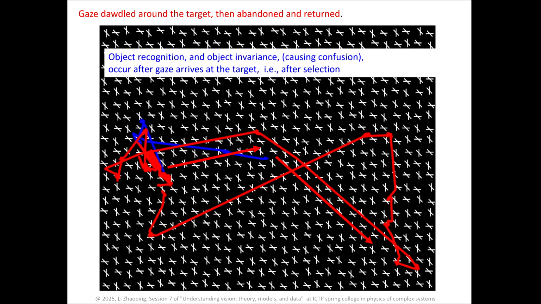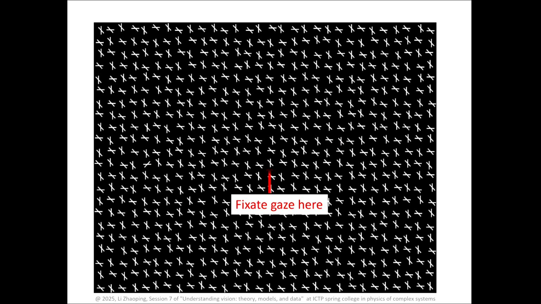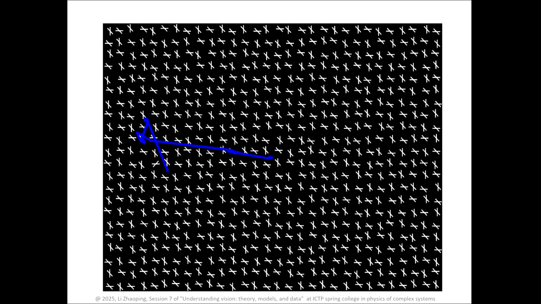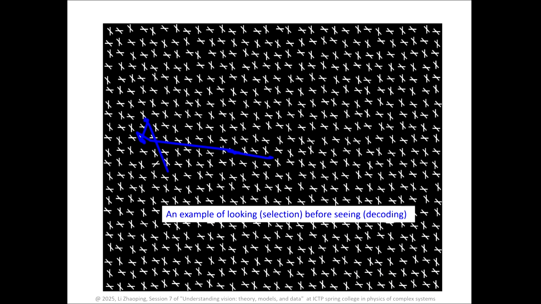This demonstrates that object recognition and object invariance occur after visual selection of the object location. If we fixate our gaze here at the center, it's very difficult to recognize this target by our peripheral vision. Our gaze went towards it, not because this object was recognized, but because this location is salient to attract our attentional selection.